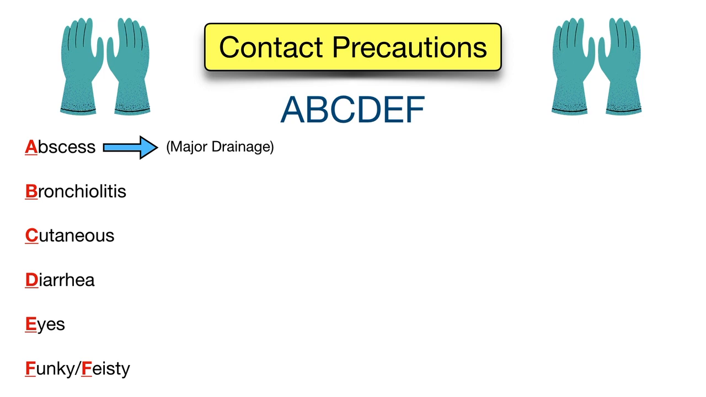Next is the B to help you remember bronchiolitis, because the two more common viruses that cause bronchiolitis require contact precautions. The first is RSV, or respiratory syncytial virus, and the other is parainfluenza.